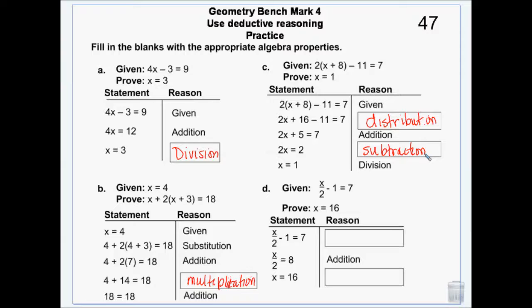And then division. First statement is always given. So that was given, and then we added 1 to both sides, and then to get rid of that 2, we multiply.